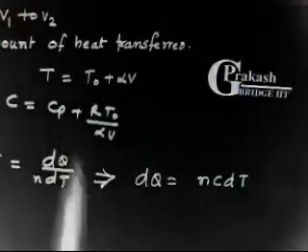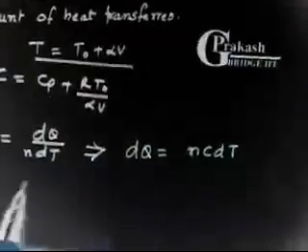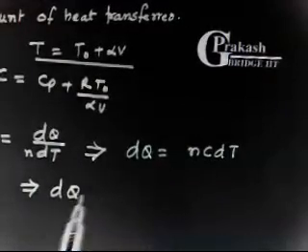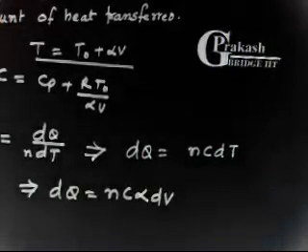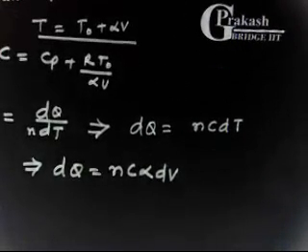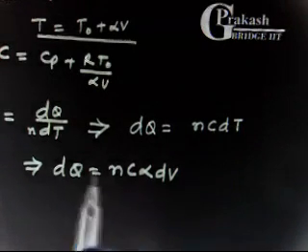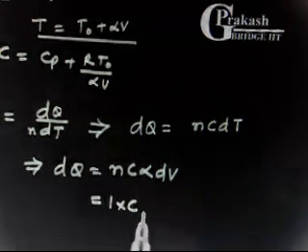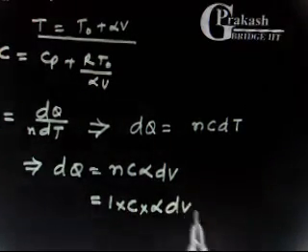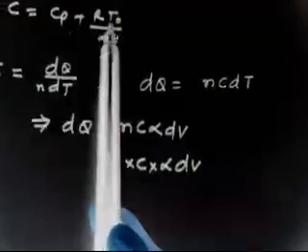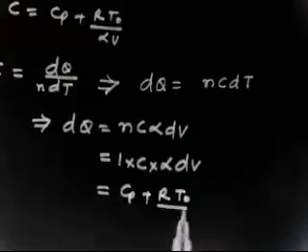Now dT is nothing but, if you see this equation, alpha dV. So I can put this one here. So dq is equal to nC dT, which is nothing but alpha dV. Are you getting or not? The question also says, if you see the first part, this is done for 1 mole of gas, so n is equal to 1. So 1 into C into alpha dV. Now if I plug in the value of C, C is nothing but Cp plus RT naught by alpha V. So Cp plus RT naught by alpha V.